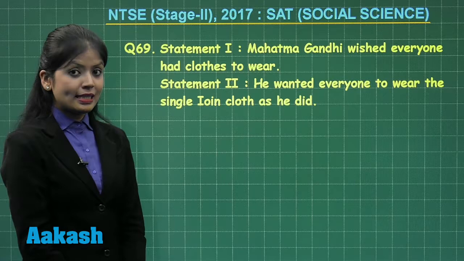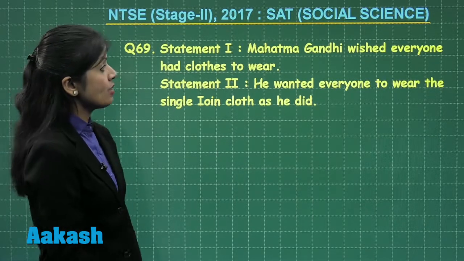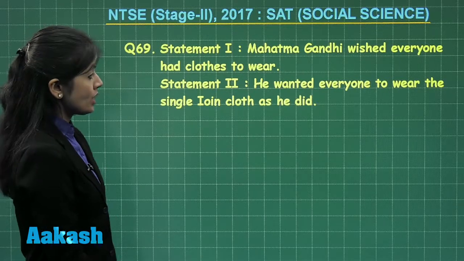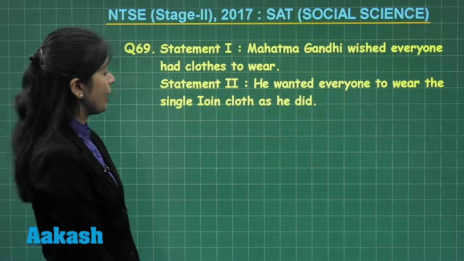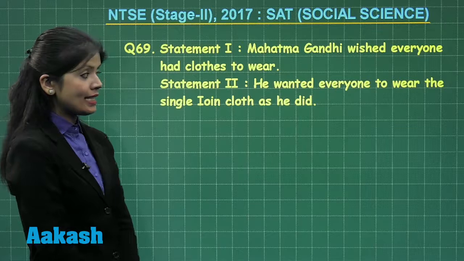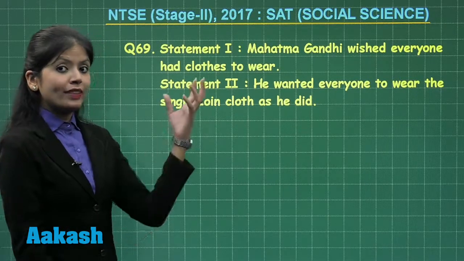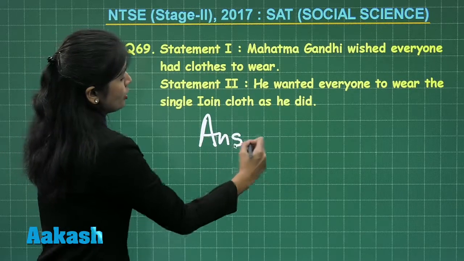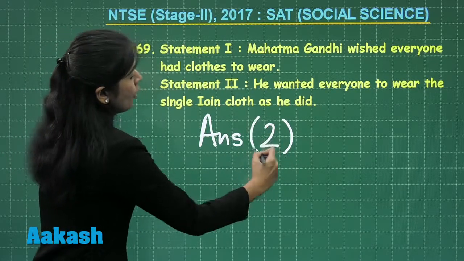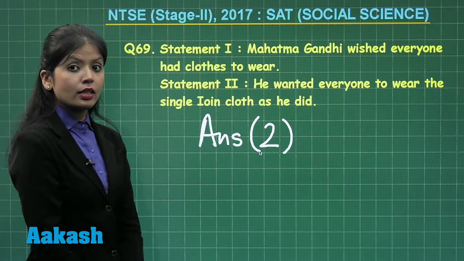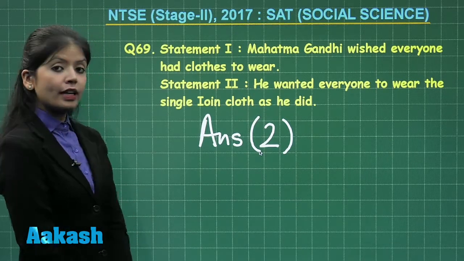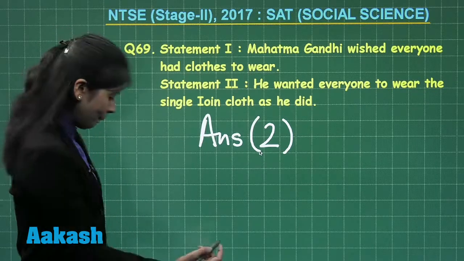Let's look at question number 69. Statement 1 says Mahatma Gandhi wished everyone had clothes to wear. Statement 2 says he wanted everyone to wear the single iron cloth as he did. So now when we analyze both the statements, we can easily see that the correct answer should be option 2, where statement 1 is false but statement 2 is true. Let's move ahead to question number 70.